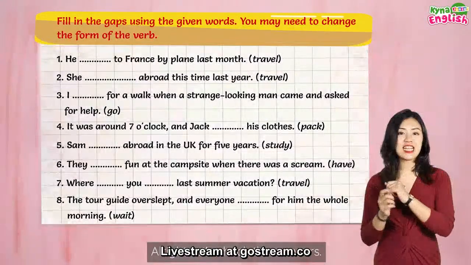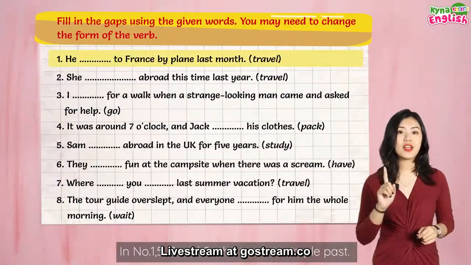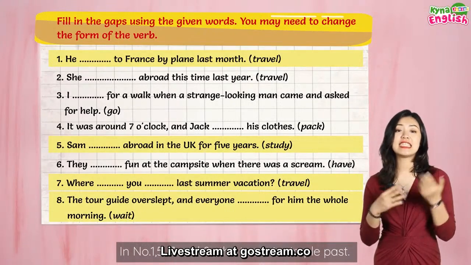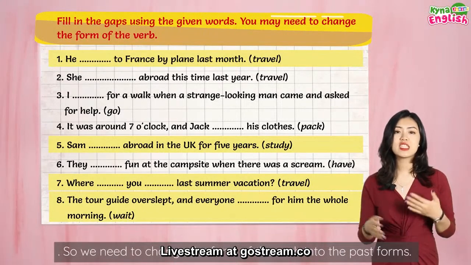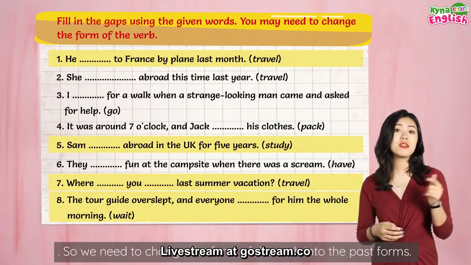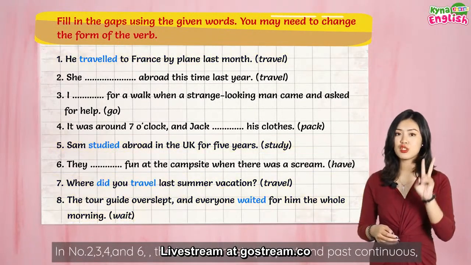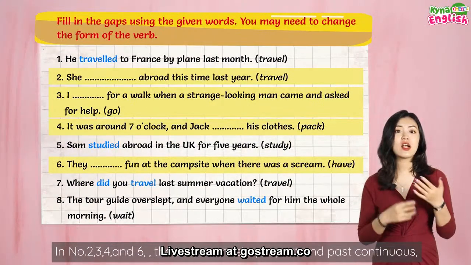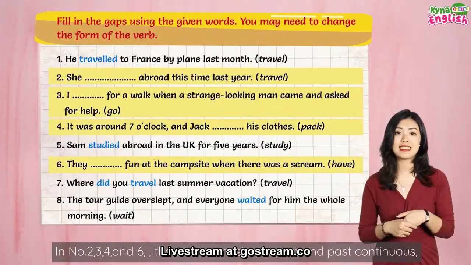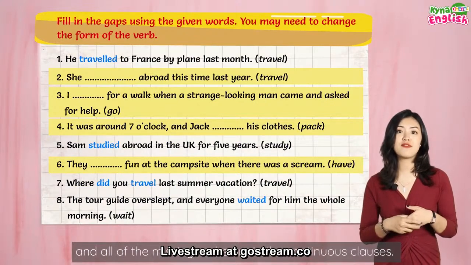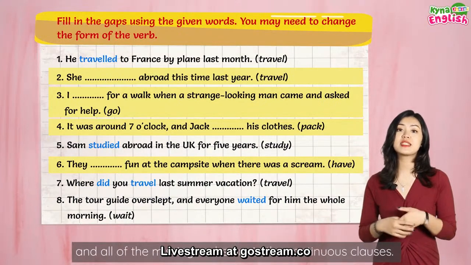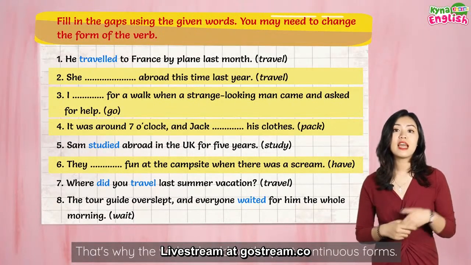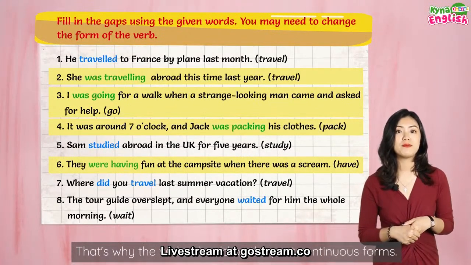Please take a few minutes to complete the task. Alright, let's check the answers. In number 1, 5, 7, and 8, the tense is simple past. So we need to change the form of the verb into the past forms. In number 2, 3, 4, and 6, the tenses are simple past and past continuous. And all of the missing verbs are in the continuous clauses. That's why the verbs should be the past continuous form.